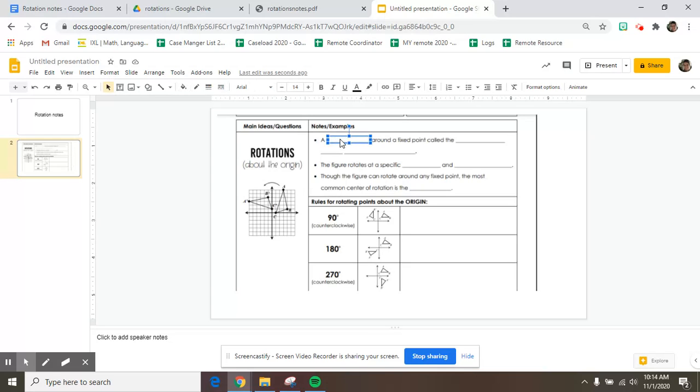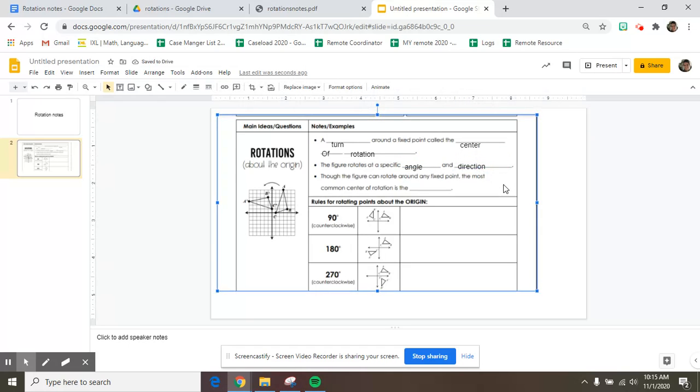So we're moving into rotations, and this is a turn around a fixed point called the center of rotation. And that is going to be this spot right here in the middle, as we see there. Okay, the figure rotates at a specific angle and direction.